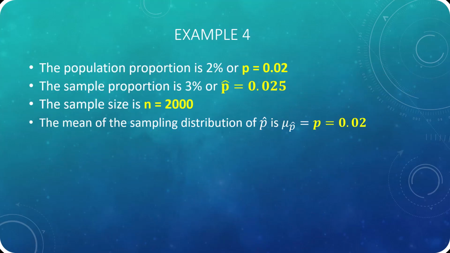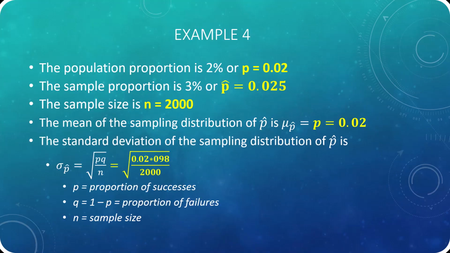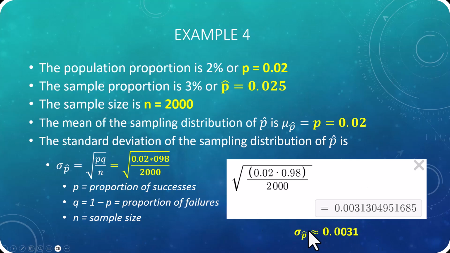So again, here's just the summary of the information that we have. Remember, we're treating our population proportion, which is 2%, as the mean. That's going to be the center of this distribution. And so then we use these values to calculate our standard deviation, which we've done here. And as you can see, you plug that into a calculator and you get about 0.0031.